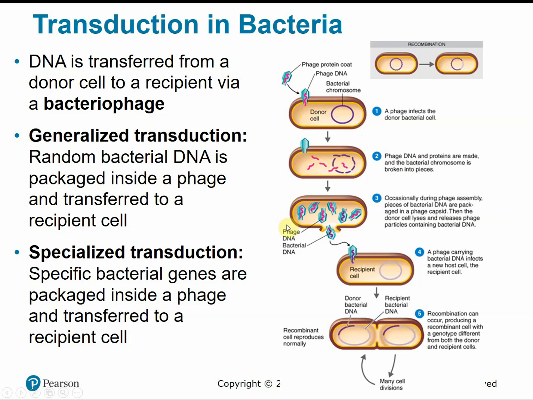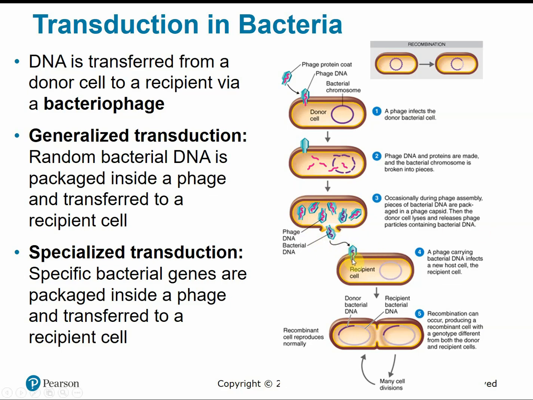So occasionally during assembly of these new viruses, instead of packaging virus DNA in our capsids, or our virus coats, some of that bacterial DNA may get inadvertently packaged in with the viruses. So now we have another virus, bacteriophage, that can infect another cell, but it's carrying this purple bacterial DNA.